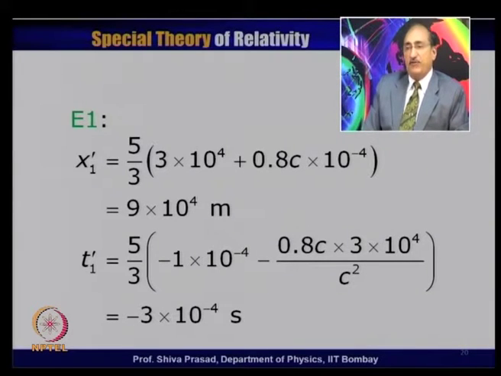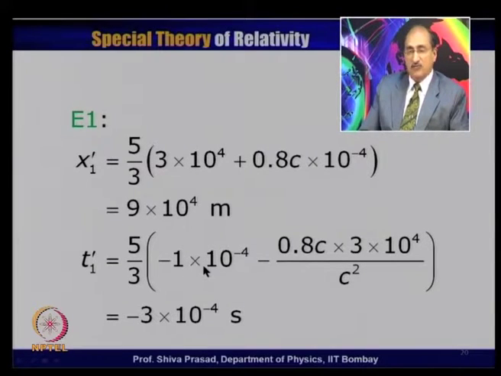E1, the first event, occurred at a distance of 30 kilometers. So, this is x minus Vt, because t is negative, minus 1 into 10 to the power minus 4. So, this becomes plus. So, 3 into 10 to the power 4 plus 0.8 c into 10 to the power minus 4, multiplied by gamma. So, gamma times x minus Vt is what is going to give me x1 prime, which turns out to be equal to 9 into 10 to the power 4 meters. It means according to the ambulance frame, this event occurred at a coordinate of 90 kilometers, 9 into 10 to the power 4 meters.